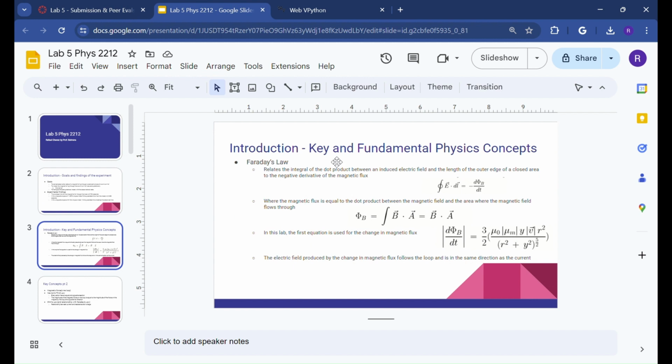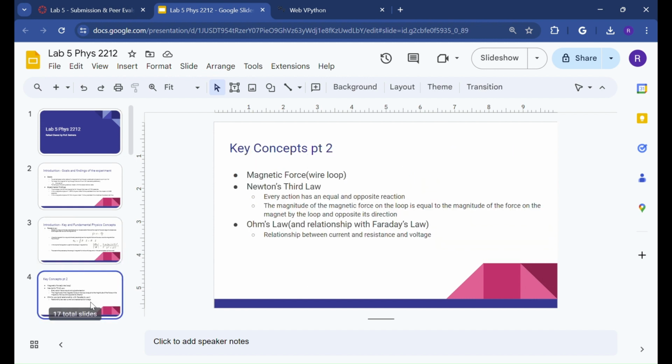Key fundamental physics concepts: Faraday's law. We have the formula for magnetic flux, and the formula for magnetic flux from any point, not just on an axis. Then we have the electric field produced by the change in magnetic flux through a loop, in the same direction as the current. Key concepts 2: the magnetic force equation, Newton's third law, every action has an equal and opposite reaction, and Ohm's law, so voltage is equal to the current going through a resistor times the resistance of the resistor.